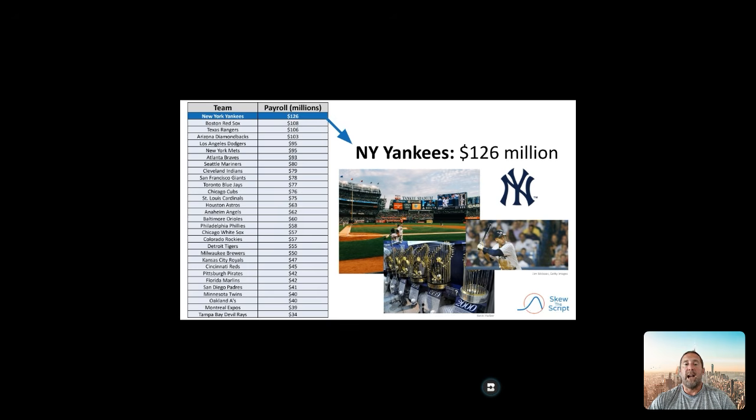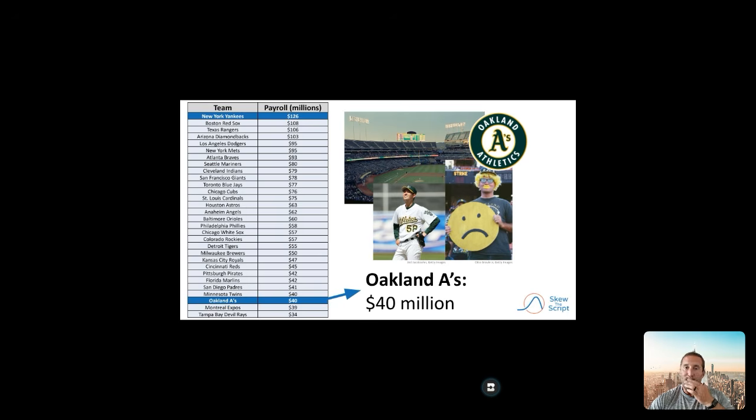The New York Yankees had the highest payroll at $126 million. This means that they could easily afford to recruit star players to their team. Meanwhile, the A's had the third lowest payroll at $40 million. With a lower payroll, it's more difficult to attract star talent to your team.